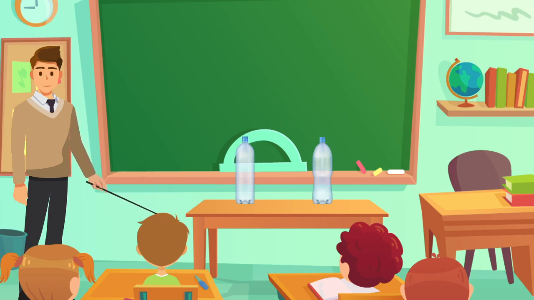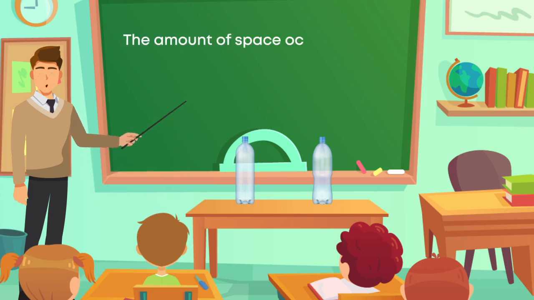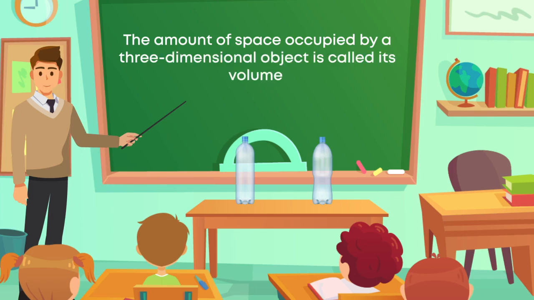So what is volume? The amount of space occupied by a three-dimensional object is called its volume. We see that to know how much space an object holds, we need to find its volume.